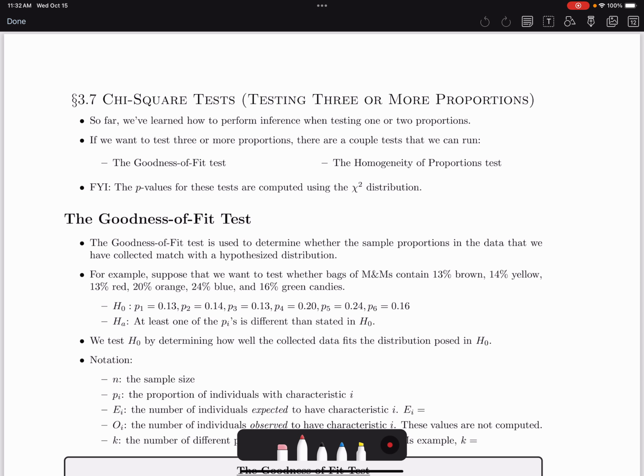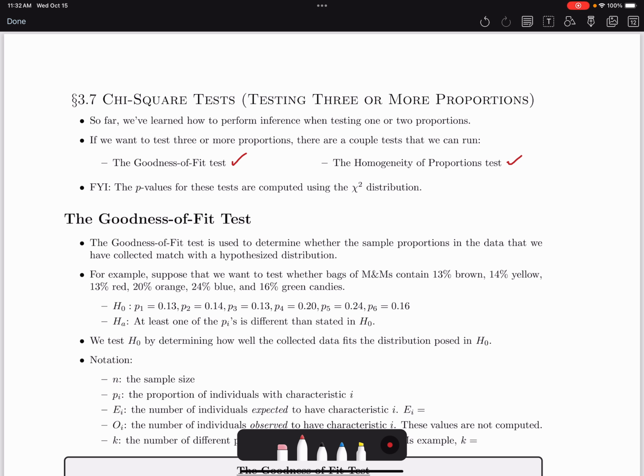In this section, we're going to talk about how to run hypothesis tests on more than two proportions. If we're testing three or more, what kinds of tests can we run? There are a couple different kinds of tests. One is called the goodness of fit, and the other is called the homogeneity of proportions test, or the test for independence. And we'll talk about that connection a little bit more later.